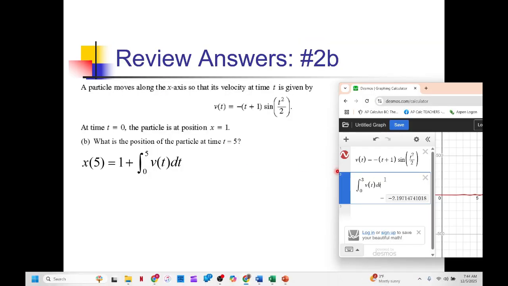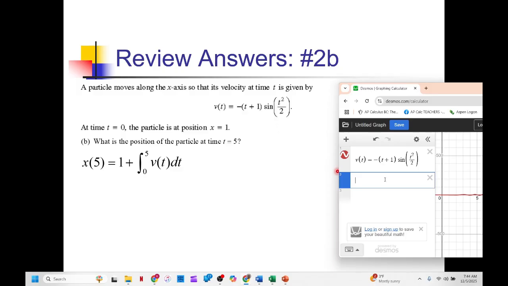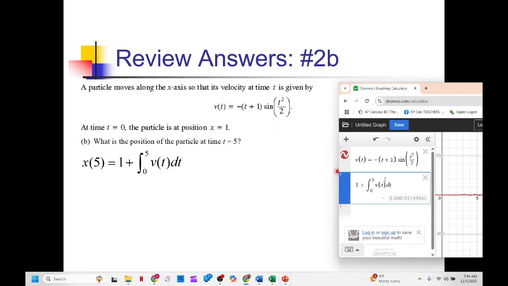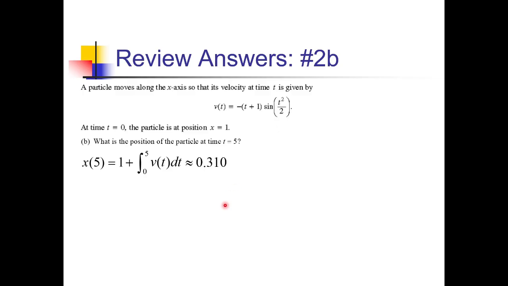I don't need this integral right here anymore, but let me just do 1 plus integral from 0 to 5 of v of t dt. And that gives me the new position at 0.3097, so we'll call that 0.310 if we round it to 3 decimals.